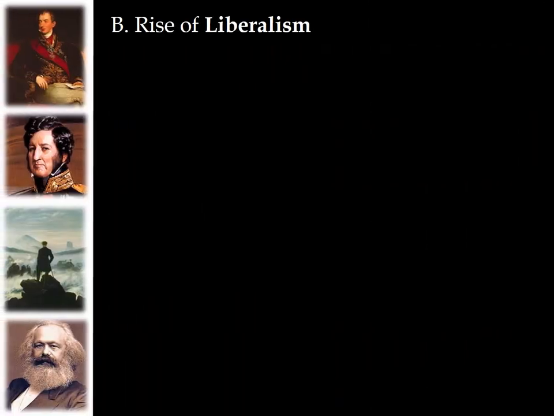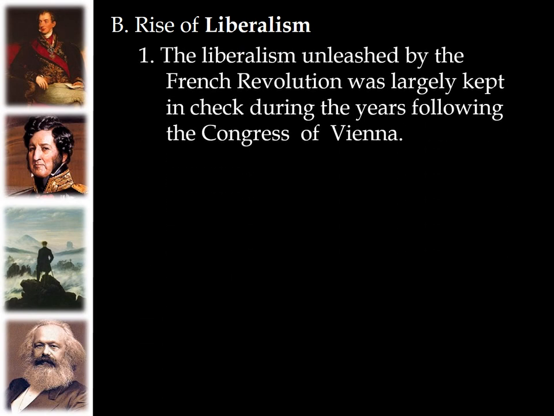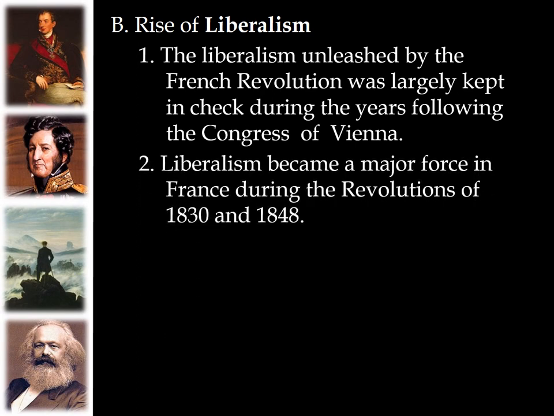The rise of liberalism is a big part of what's going on as a byproduct of the French Revolution. The liberalism unleashed by the French Revolution was largely kept in check during the years following the Congress of Vienna until around 1830 or so. Liberalism became a major force, starting in France, of course, during the revolutions of both 1830 and 1848, both of which we'll discuss later in this lecture.